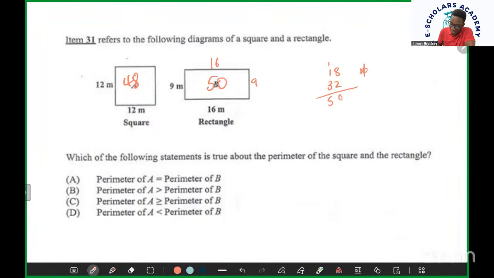So let's see. Perimeter of A is equal to the perimeter of B. So they want to know which is true. Perimeter of A is equal to perimeter of B? No. This is A and this is B. Perimeter of A is greater than B? No. Greater than or equal to B? No. Perimeter of A is less than the perimeter of B. Yeah. D is the answer there.